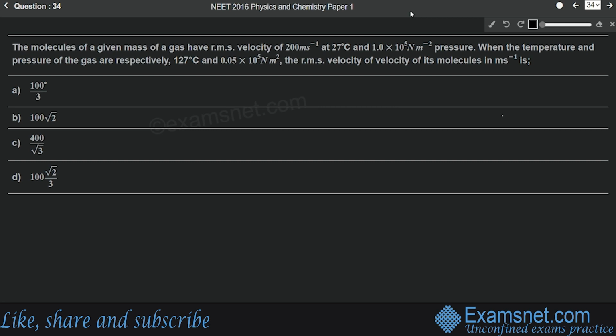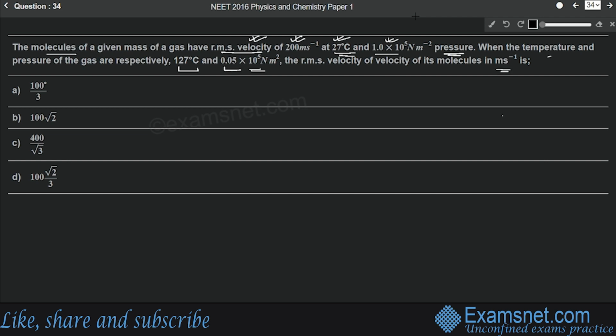Now question number 34 is from the chapter Kinetic Theory, and the question is, the molecules of a given mass of a gas have RMS velocity of 200 meter per second at 27 degrees Celsius and 1 into 10 to the power 5 Newton per meter square pressure. Okay. So the RMS velocity is given, temperature is given, and pressure is given. Now, when the temperature and pressure of the gas are respectively 127 degrees Celsius and 0.05 into 10 to the power 5 Newton per meter square, then the RMS velocity of its molecules in meter per second is.